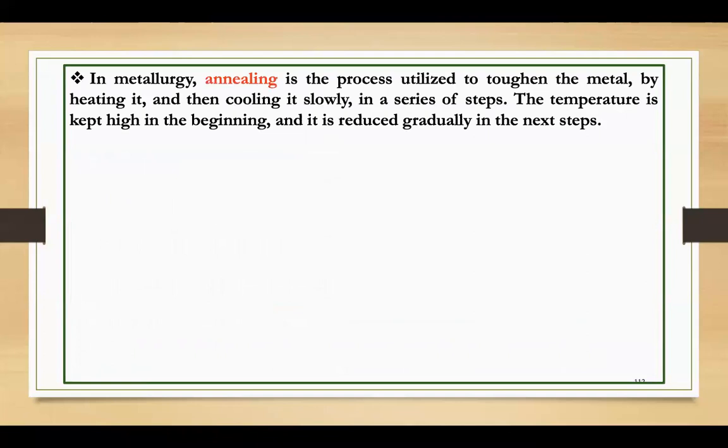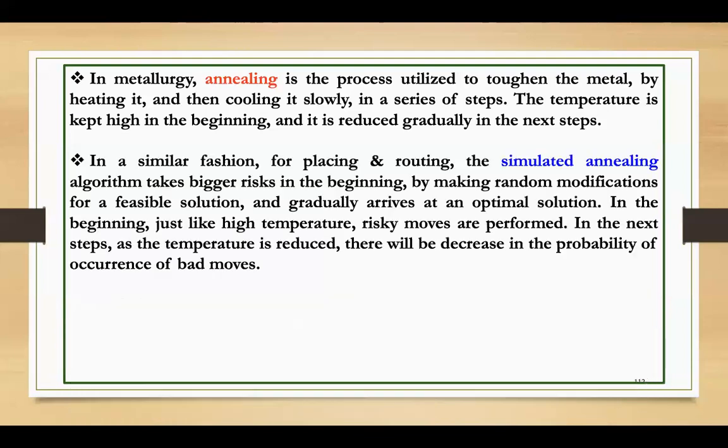So annealing is the process used to toughen the metal. So this is a process. Usually chemical engineers will be working on this. You heat it and then cool it. So this keeps on repeating. In a similar fashion for placement and routing, the simulated annealing algorithm takes bigger risk in the beginning by making random modifications for a feasible solution and gradually arrives at an optimal solution.